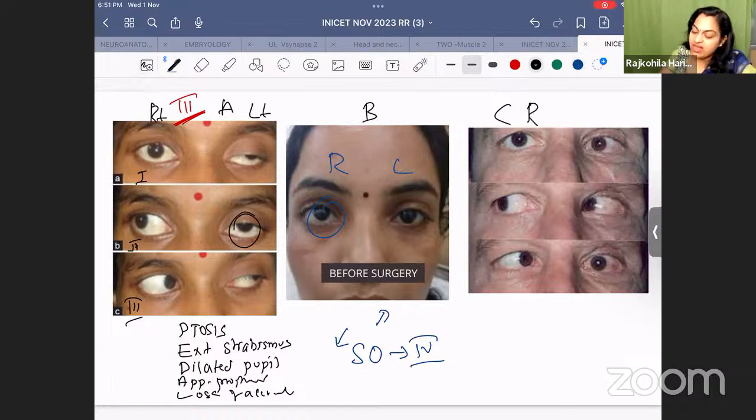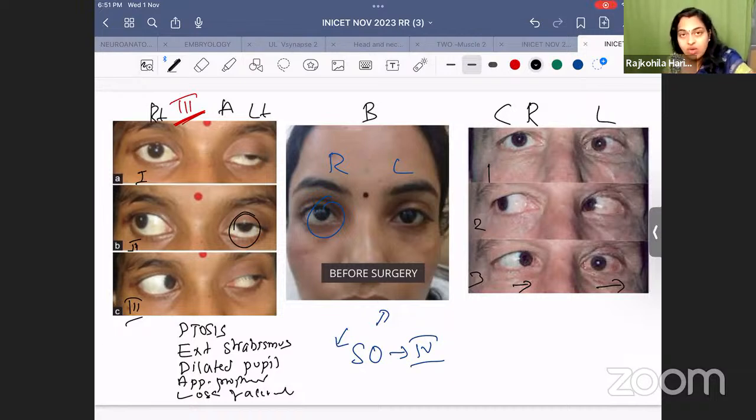Coming to image C, right eye, left eye, 1, 2, and 3. See the last image, 3. The right eye is adducting. The left eye is supposed to abduct, to see towards the left. The patient is having a problem in abducting his left eye.